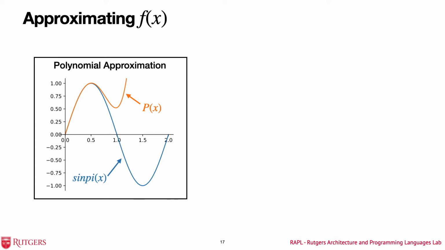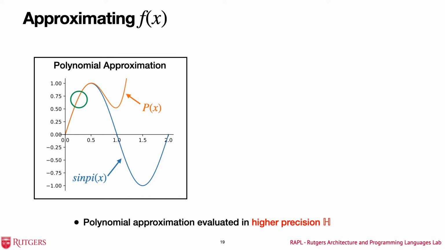All mainstream math libraries use minimax approximations to generate polynomials that approximate the real value of the elementary functions. The state-of-the-art minimax method is the Remez algorithm and its variants. The polynomial is then evaluated in a higher precision representation compared to the target 32-bit representation, like the double representation, to produce more accurate results. However, a polynomial alone is not sufficient to generate accurate results for all inputs. If you look at this graph, our polynomial approximates sine pi of x accurately for inputs between 0 and 0.5, but as the input gets larger, the error increases significantly.